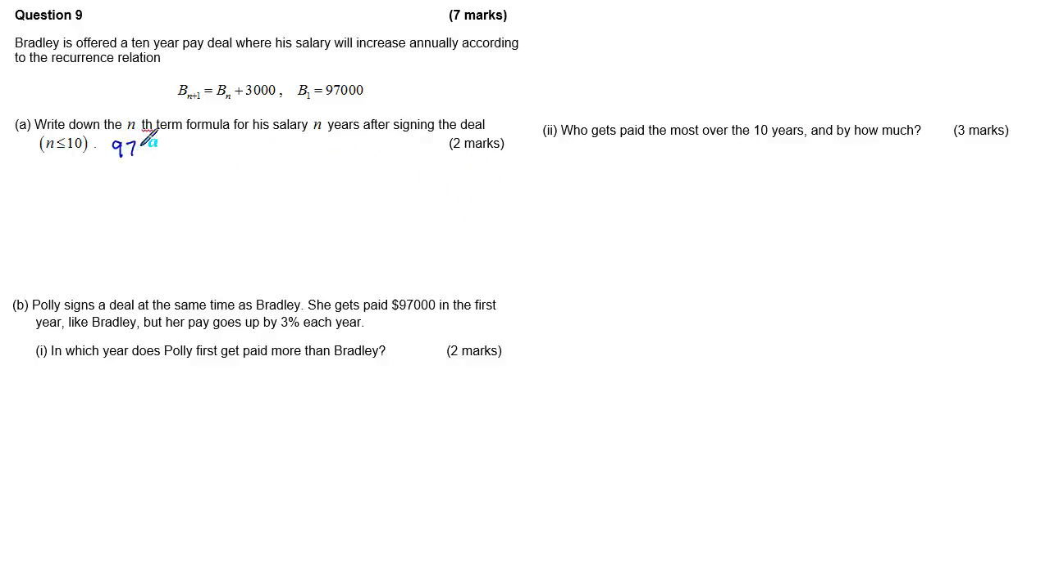So, 97,000. Then the next year we add 3,000, so he's on 100,000, and so on. So what we have is that A is 97,000 and that D is 3,000. And we know that the nth term is A plus (n minus 1) D.